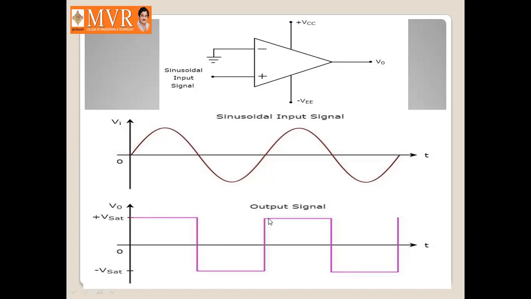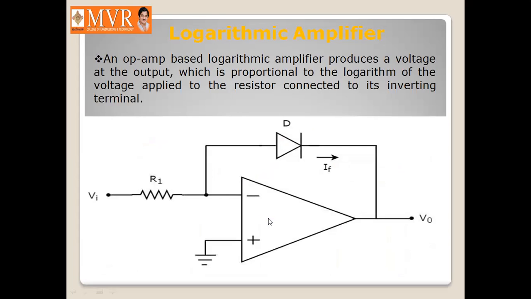Coming to the next application, that is the logarithmic amplifier. When we are discussing the logarithmic amplifier, it is nothing but an amplifier, an op amp, which produces an output proportional to the logarithmic value of the input signal. So how is this going to produce it?